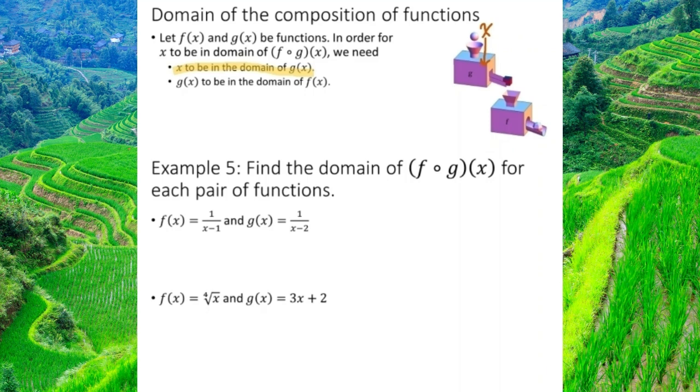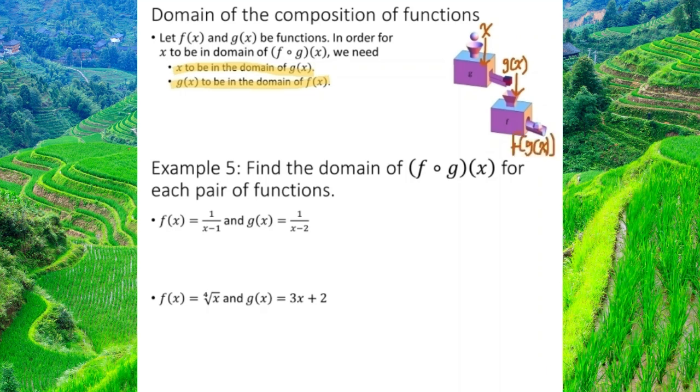So the first criterion is that x has to be in the domain of g of x. Now, if x is in the domain of g of x, then we can pass x through g, and g spits out g of x. Now, to finish the composition, we have to pass g of x through function f. In order for the composition to work, g of x has to be a value we can plug into f. In other words, g of x has to be in the domain of f of x. If g of x is not in the domain of f of x, the composition is undefined, but if g of x is in the domain of f of x, then we obtain f of g of x.